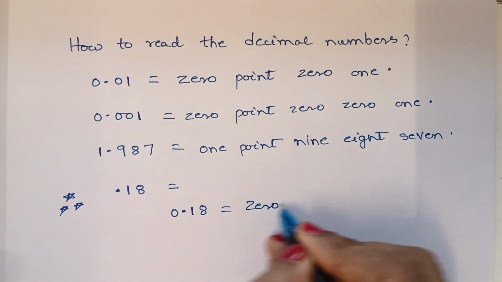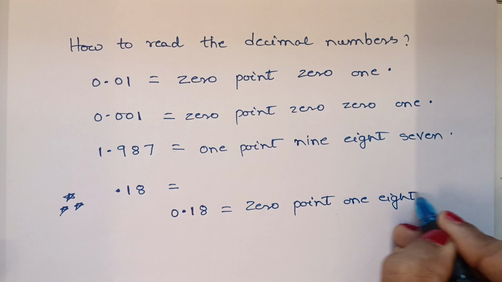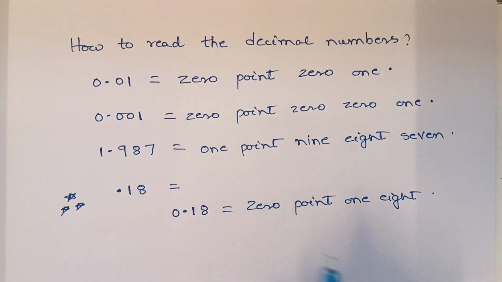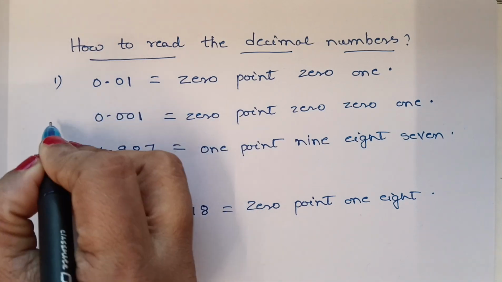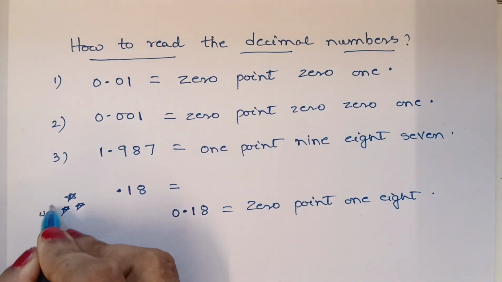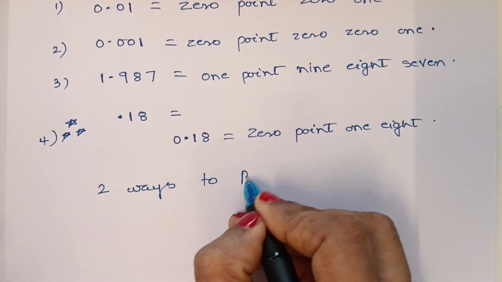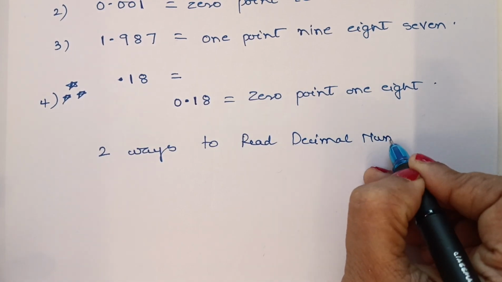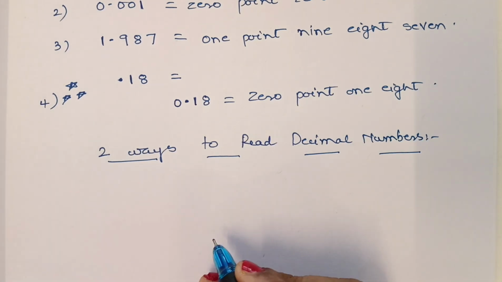Yes, 0.18. You should not read it as 0.18. How will you read? You have to read it as 0.18. So this is one type of reading. Usually there are two ways. How many ways? Two ways to read decimal numbers. But you can use any one method to learn and understand.